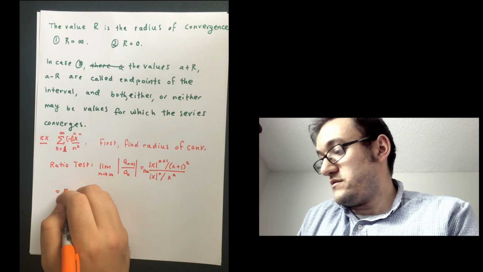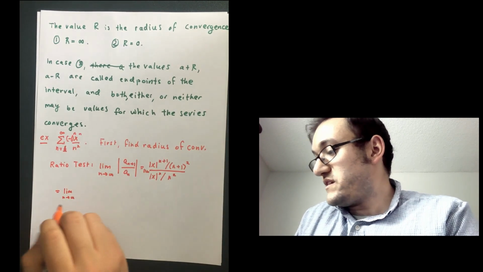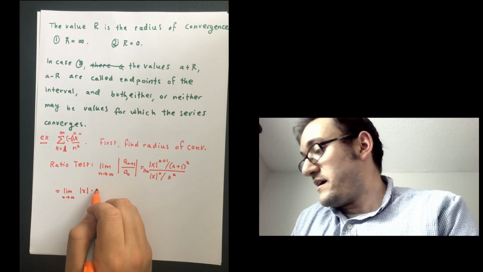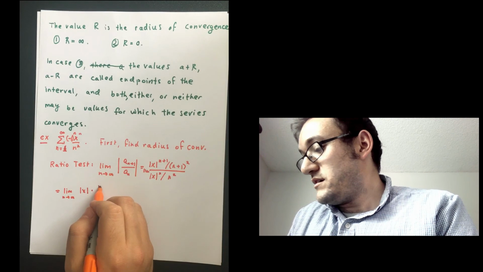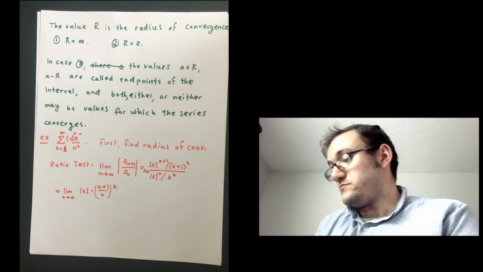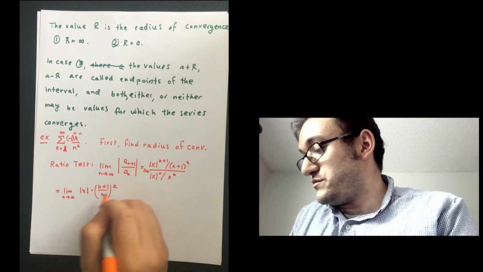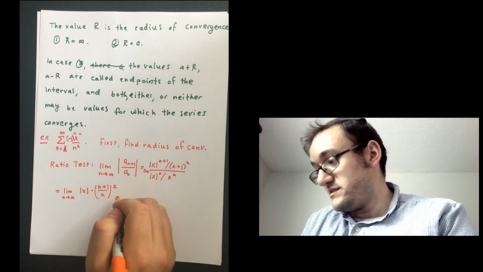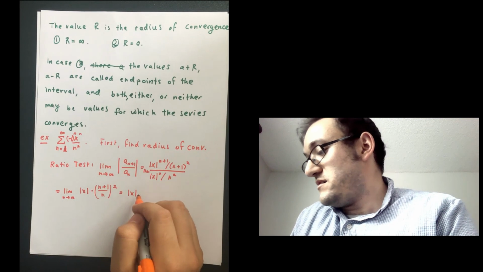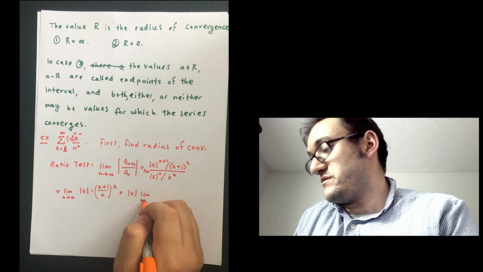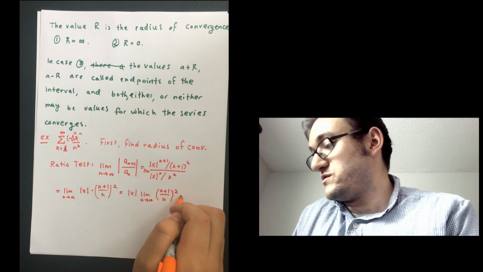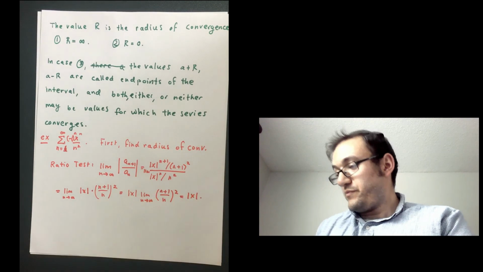This is equal to the limit as n goes to infinity of absolute value of x times n plus 1 over n squared. You can pull the absolute value of x out here because it's not in terms of n. And then the limit as n goes to infinity of n plus 1 over n squared is equal to 1. So we're left with absolute value of x.